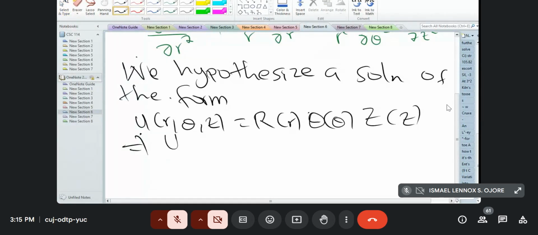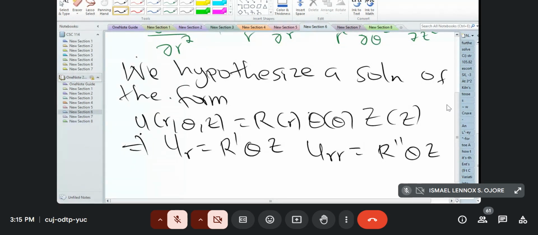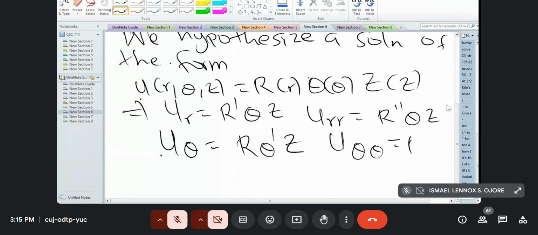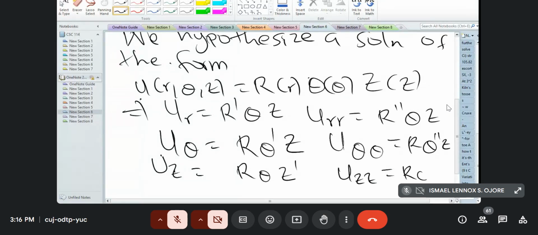This is to say u sub r is R prime Theta Z. u_rr is R double prime Theta Z. u_theta is R Theta prime Z. u_theta theta is R Theta double prime Z. u_z is R Theta Z prime. u_zz is R Theta Z double prime.